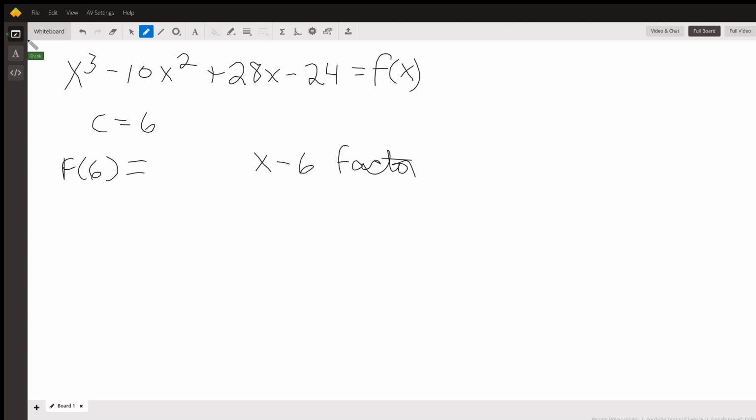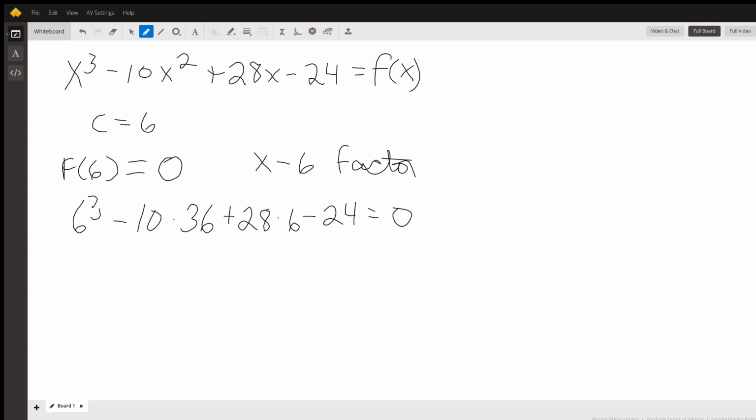Well, the polynomial factor theorem says that if for some number a, f of a equals 0, then x minus a is a factor. So if f of 6 equals 0, then x minus 6 is a factor. And I guess I'll do it down here just to prove it. 6 cubed minus 10 times 6 squared, which is 36, times 36, plus 28 times 6 minus 24. That should equal 0 if x minus 6 is a factor.